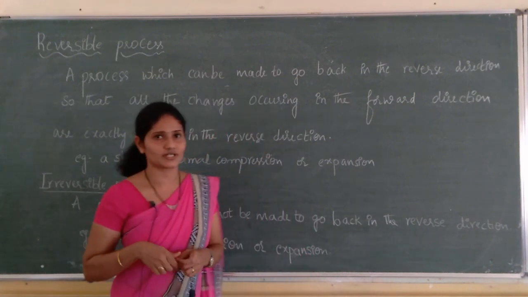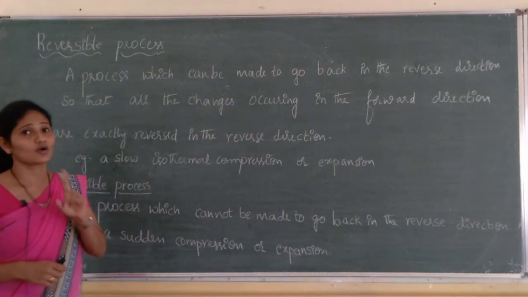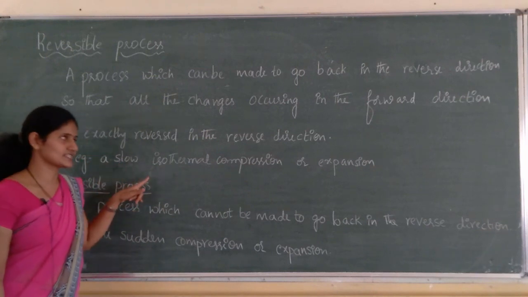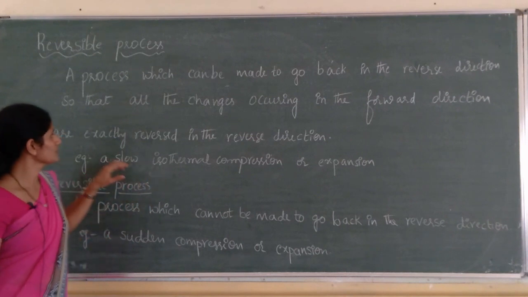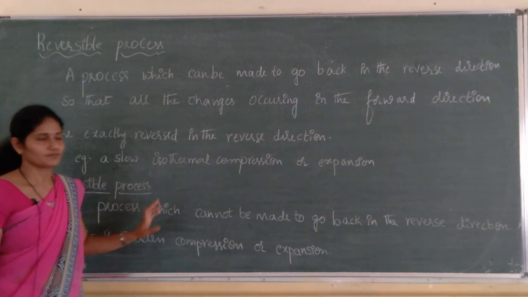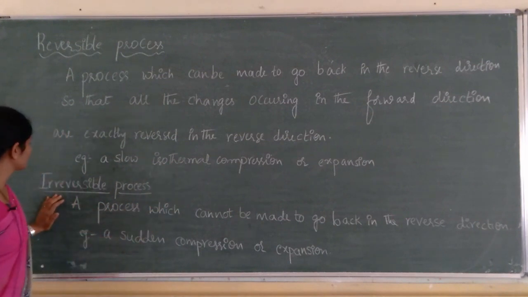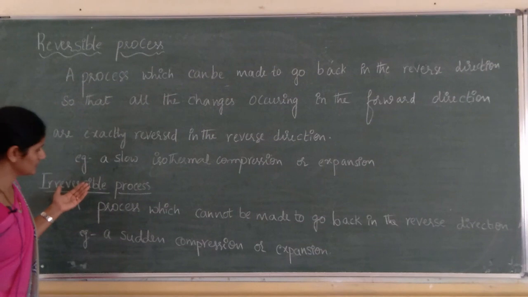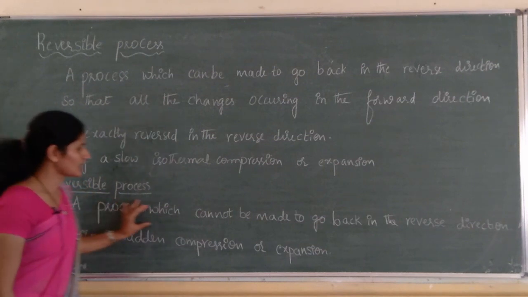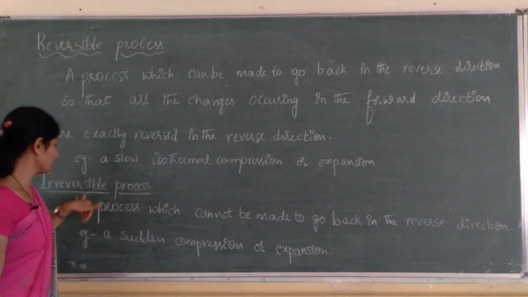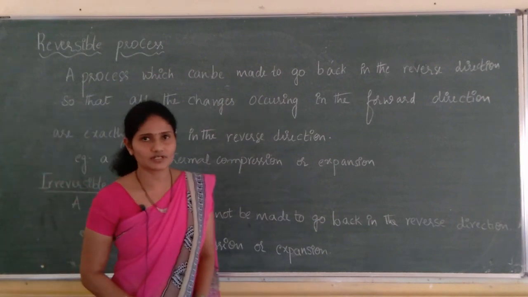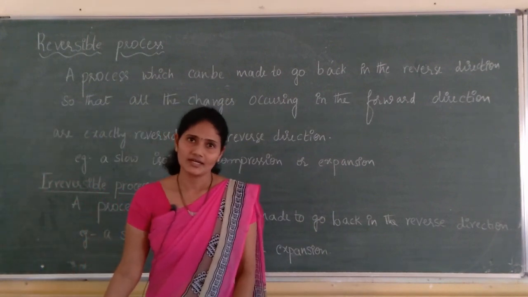So this is important, or this may be asked for 1 mark. What is reversible process, and give an example for reversible process. At that time you have to write the statement first and then one example. Similarly, what is irreversible process and give one example for irreversible process. If this is a question, then you have to write this statement and then the example for irreversible process. So with this, our theory part is over.